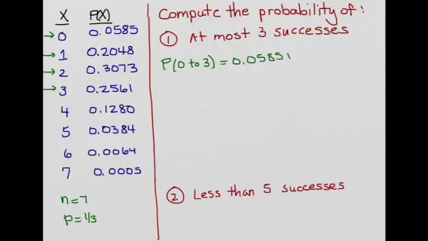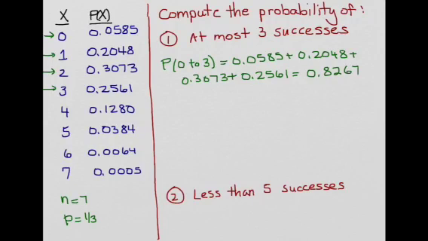0.0585 plus 0.2048 plus 0.3073 plus 0.2561. And let's see what that equals. All right, and that comes out to 0.8267. And there's my answer for that.